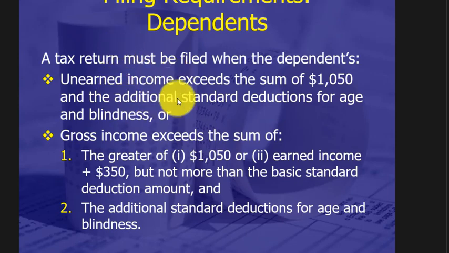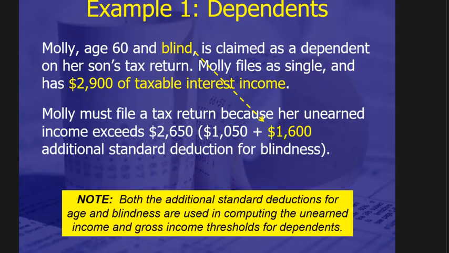If you're a dependent and you're over the standard deduction, remember the 1,050 or the earned income plus 350, then you have to file. You can add to the standard deduction for age and blindness, not just age like it was for non-dependents. Okay, so here's an example. She's blind. She made 2,900. Okay, her unearned income is 1,050. Then she has 1,600 for additional standard deduction, so she has to file. She's over that threshold for filing.